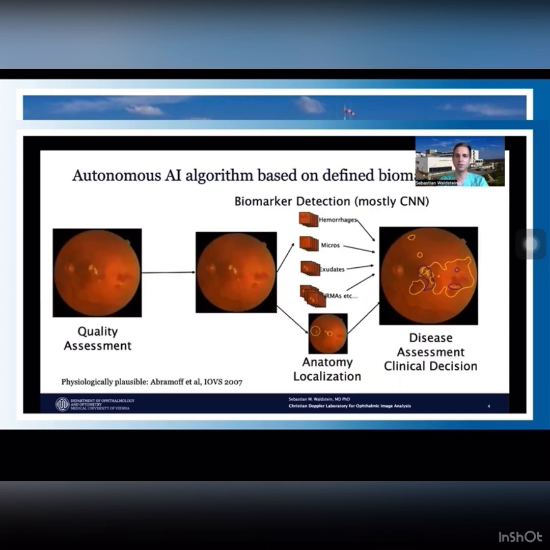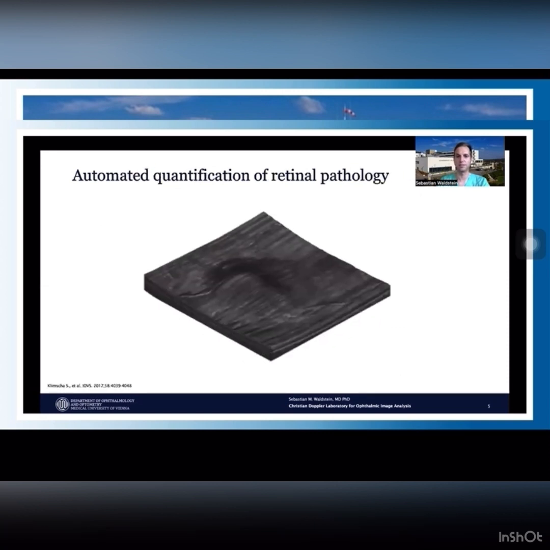So what the system does is it detects basically known biomarkers. So after an initial image quality assessment, biomarkers such as hemorrhages, microaneurysms, and so on are detected, and then these biomarkers are used to classify the image into a referable or non-referable diabetic retinopathy or a healthy case.